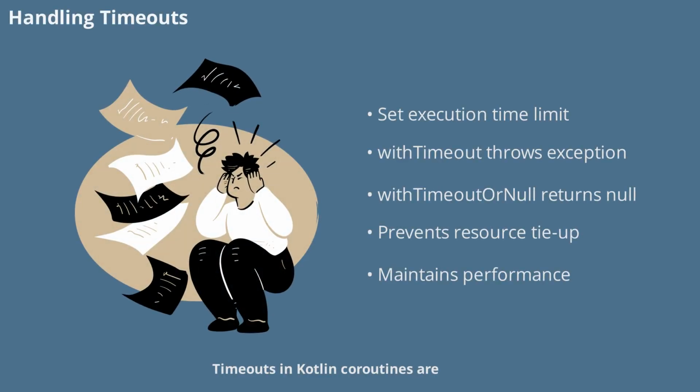Timeouts in Kotlin coroutines are managed using withTimeout and withTimeoutOrNull functions. withTimeout sets a maximum time limit for coroutine execution, throwing TimeoutCancellationException if exceeded. withTimeoutOrNull returns null instead of throwing an exception, simplifying timeout handling. These functions ensure resources aren't tied up by long-running tasks, maintaining app performance and responsiveness.